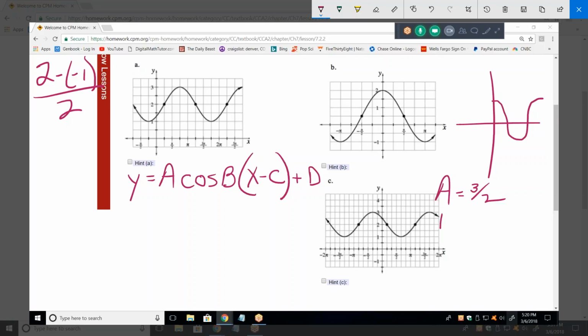Again, let's do the next easiest, D. A and D are always easy. A is the max minus the min. D is the max plus the min, divided by 2. How did you get 3/2 though? What's 2 minus negative 1? Isn't it just 1? No, that's positive 3. These two minuses together turn into a plus, so it's 2 plus 1. That's 3. Oh, okay, yeah, I know. Sorry.